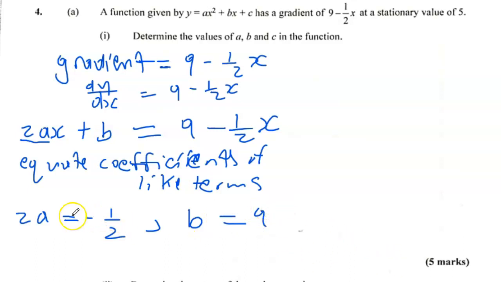To solve for a here, we can simply divide both sides by 2 or multiply both sides by half. So we multiply the left hand side by half and the right hand side by half, same as dividing by 2. Half of 2 is 1, so 1a. And then minus 1 half times half, that's minus a quarter. So a is minus a quarter, b is 9.